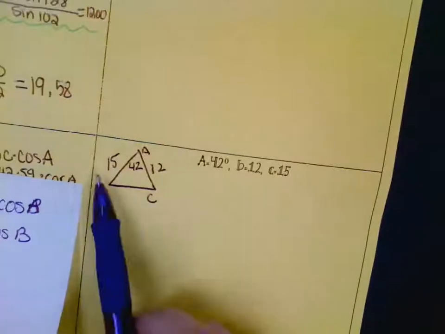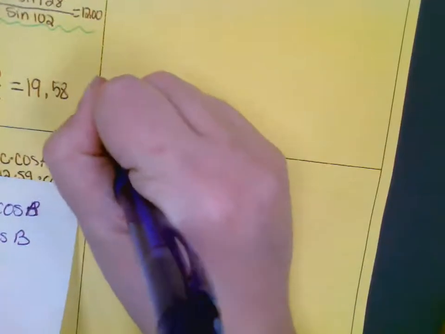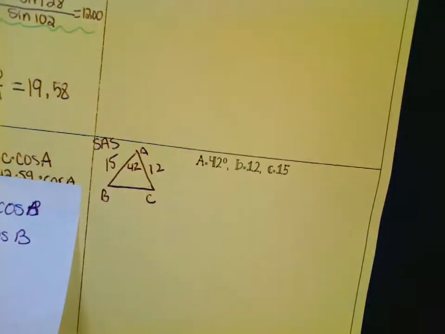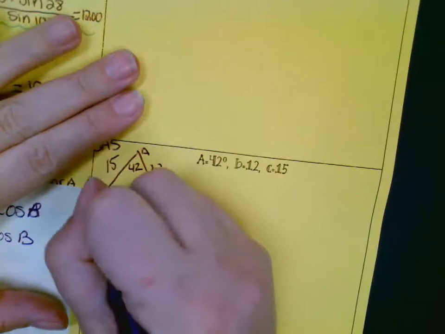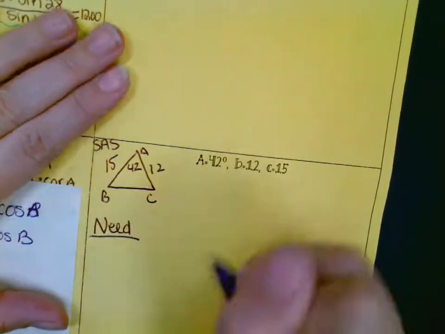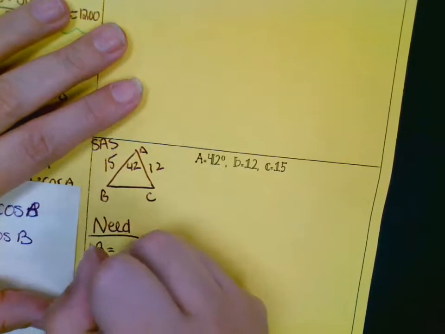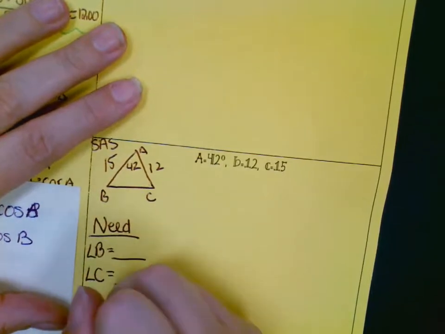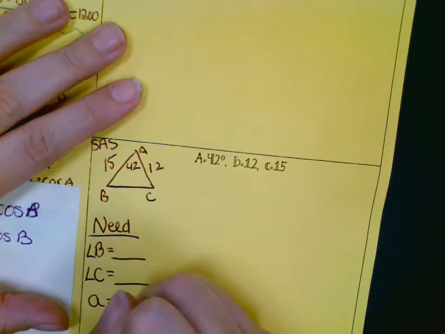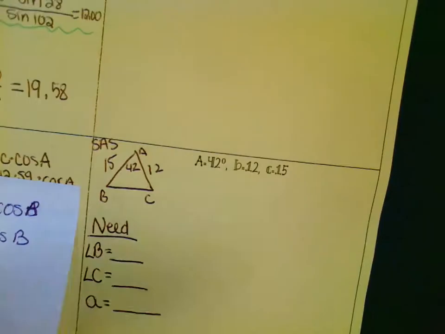So when we have side, angle, side, that again is the law of cosines. Okay, so what do we need? We need to know angle B, we need to know angle C, and we need to know side A. So I'm going to look for side A first. So side angle side is law of cosines.